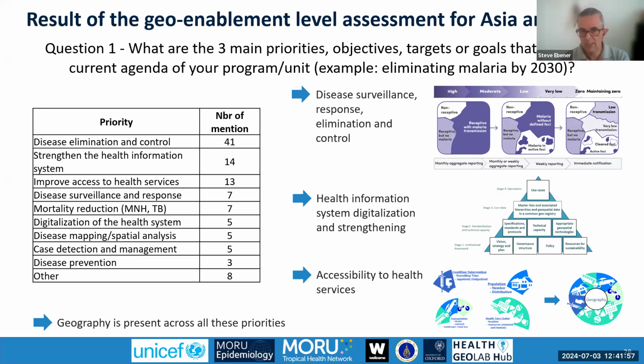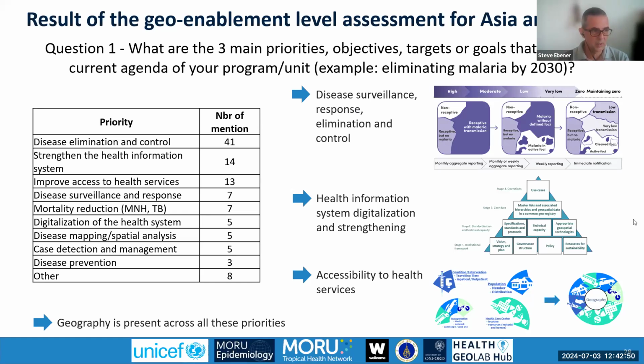What's interesting, of course, is that the top priority, disease elimination and control, together with disease surveillance and response, as well as case detection and management, relate to the first public health function that we looked at during the first module, right? And the importance of geography when you look at eliminating and controlling a disease like malaria. You might remember this schema from the WHO guidelines, which shows how the geographic and temporal granularity evolves as you get closer to elimination and the need for maintaining the zero case situation. So, a very strong geographic dimension in relation to this set of interventions.